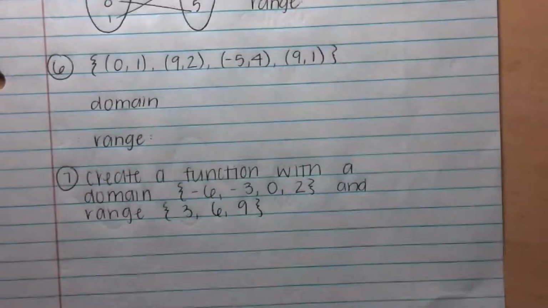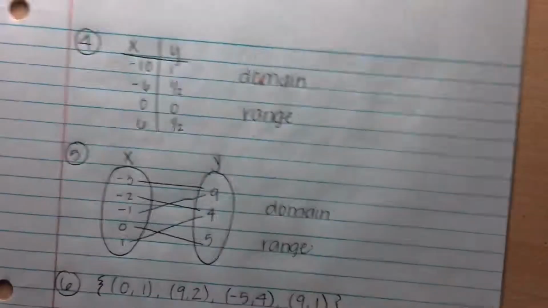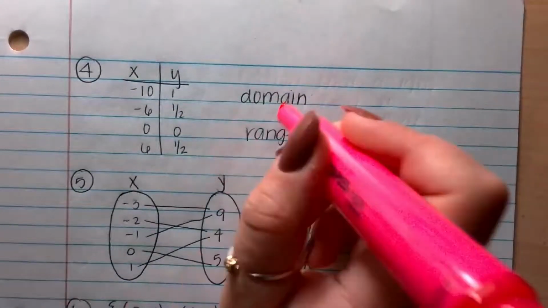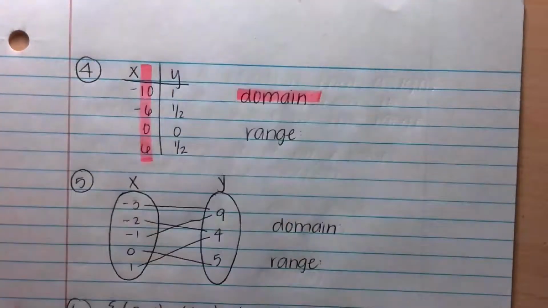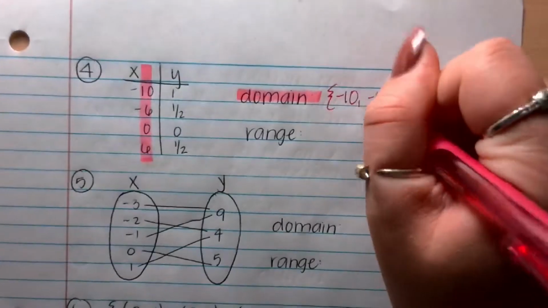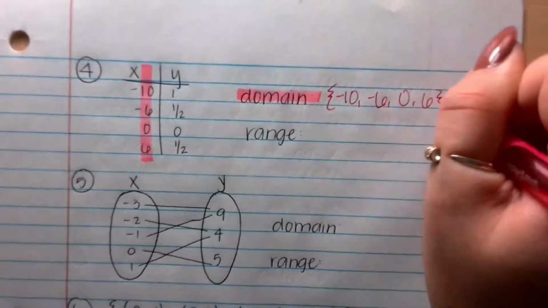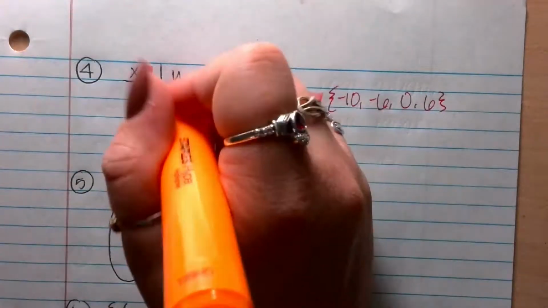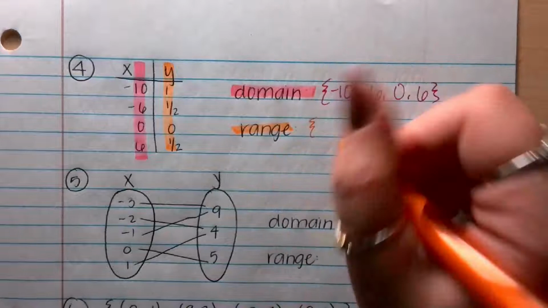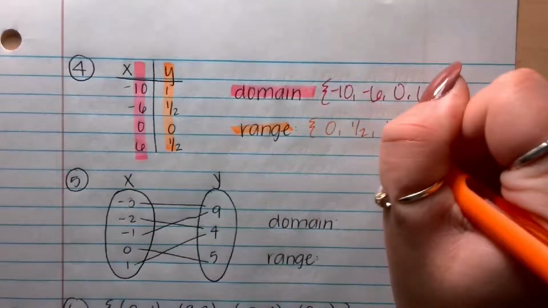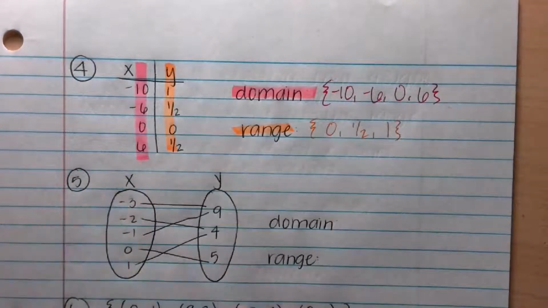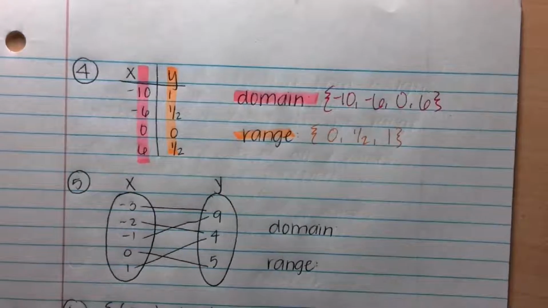We got a few more examples just so you see 2 of each. Alright, first up, we have our table, so our domain. We're going to highlight. Again, this is already written in order for us, which is awesome. -10, -6, 0, 6. And then our range we have in orange. In our set notation we have 0, 1/2, and just 1. Again, since we see that those 1/2s are repeating, we do not have to write them multiple times.